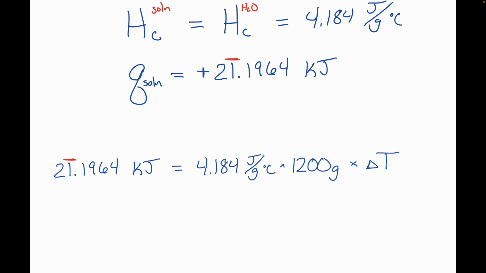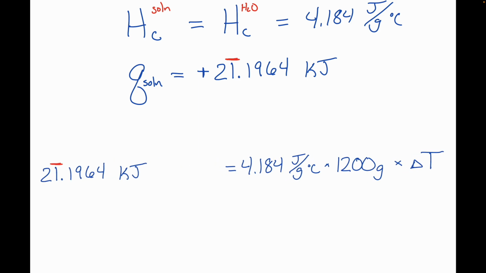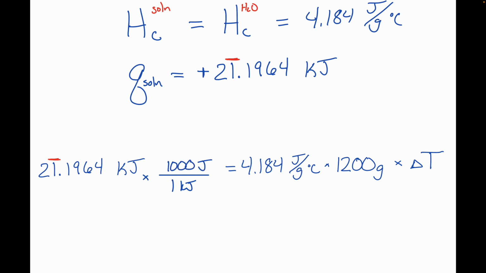What is my units problem? I got kilojoules on one side and joules on the other, and I need these to cancel out because I'm going to be left with the degrees Celsius, delta T. So we're going to have to square them away here. It actually doesn't matter which side you would square away. I'm going to square away my kilojoules into joules by remembering that 1 kilojoule is 1,000 joules.